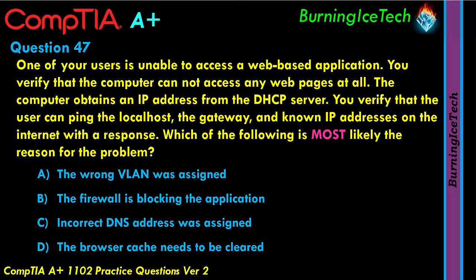The DNS would normally tell it, hey buddy, youtube.com is at this address, and then your machine would know where to go. So there's no DNS assigned at the moment, or it's the wrong one. So far, C is the answer.